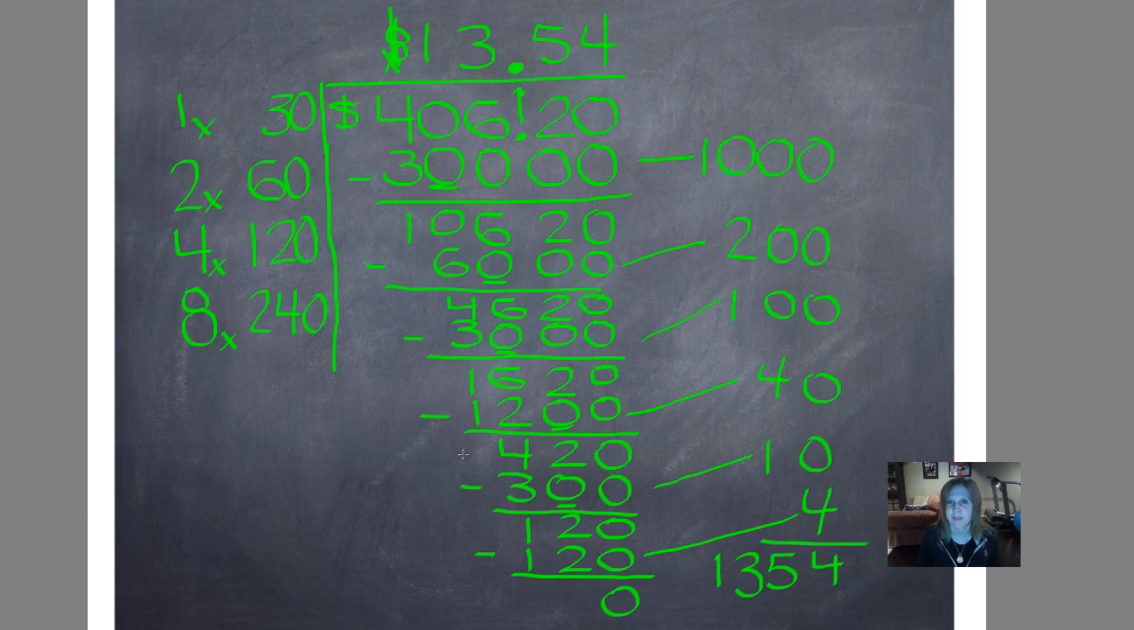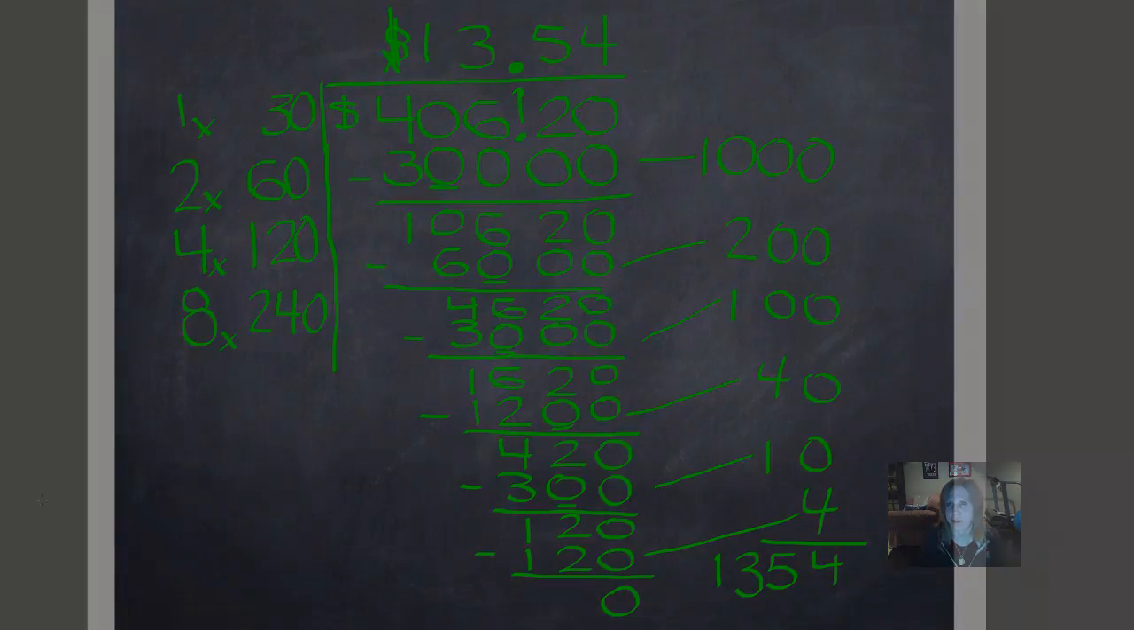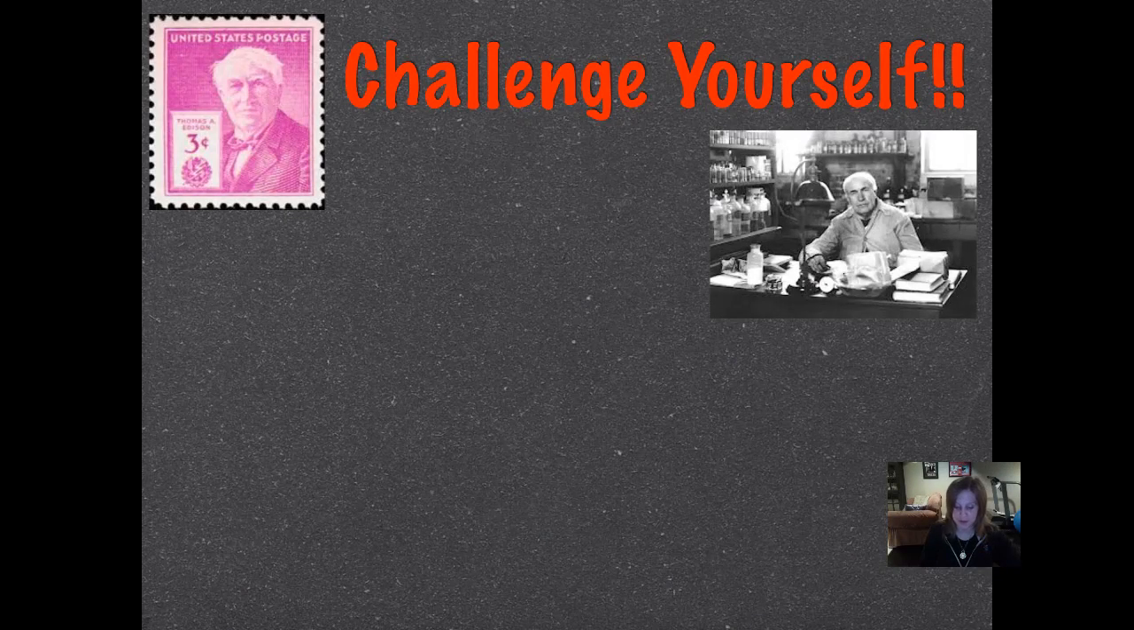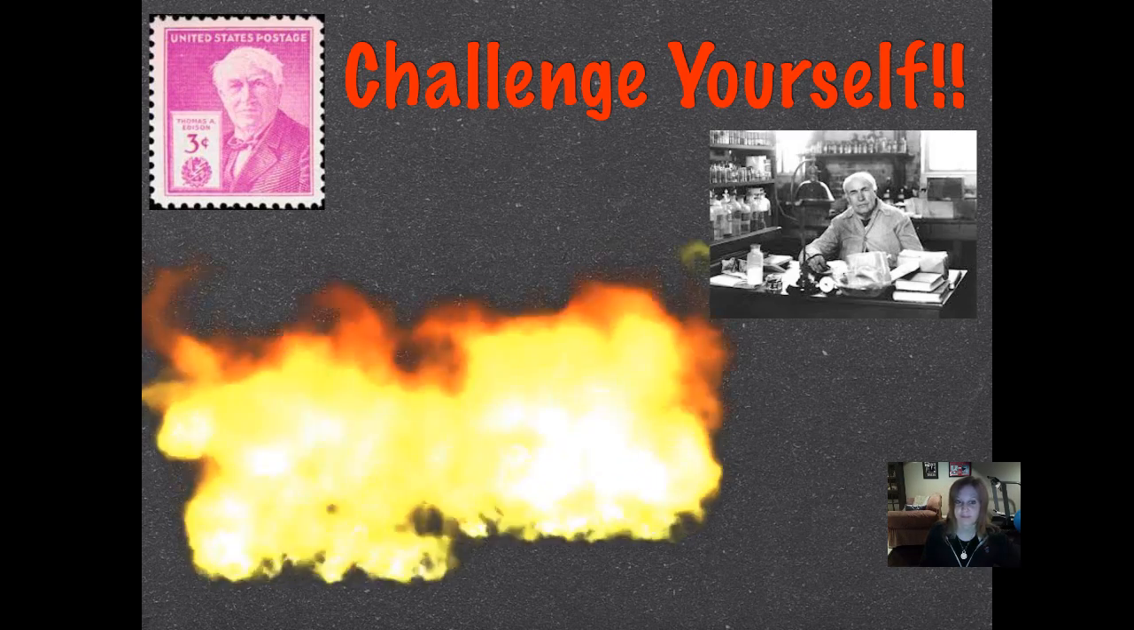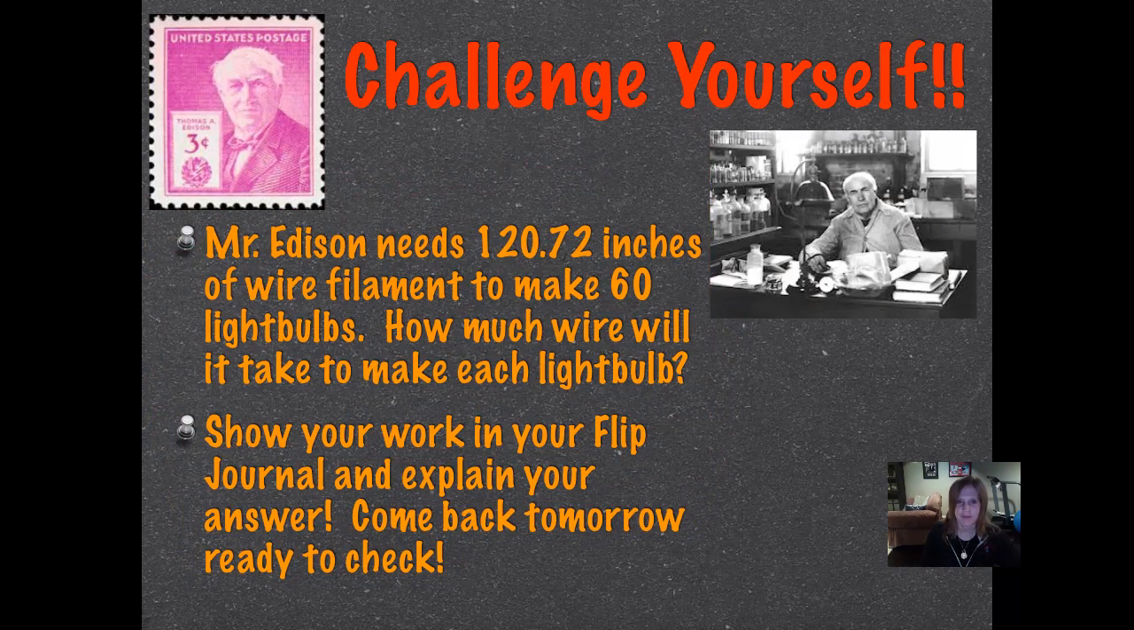So that was a fun one. Crazy long, but fun. It's time to challenge yourself. This problem is different too. Mr. Edison needs 120 72/100 inches of wire filament to make 60 light bulbs. How much wire will it take to make each light bulb? So have some fun working this problem. Show your work in your journal. You're using doubles division. Remember that.